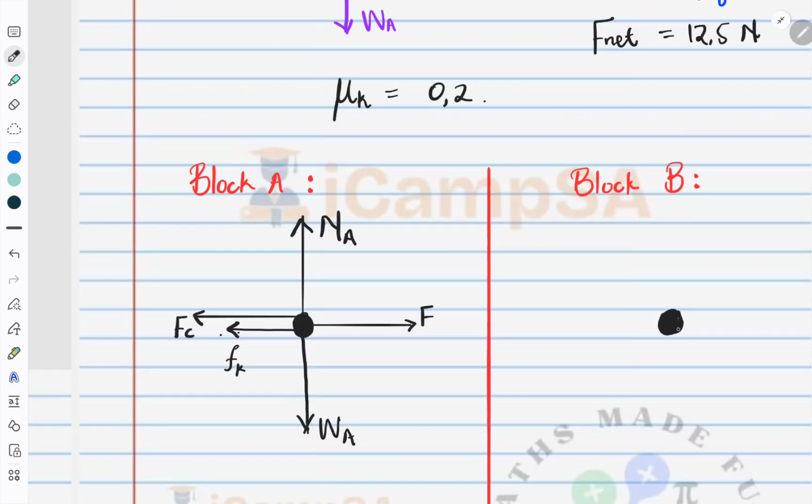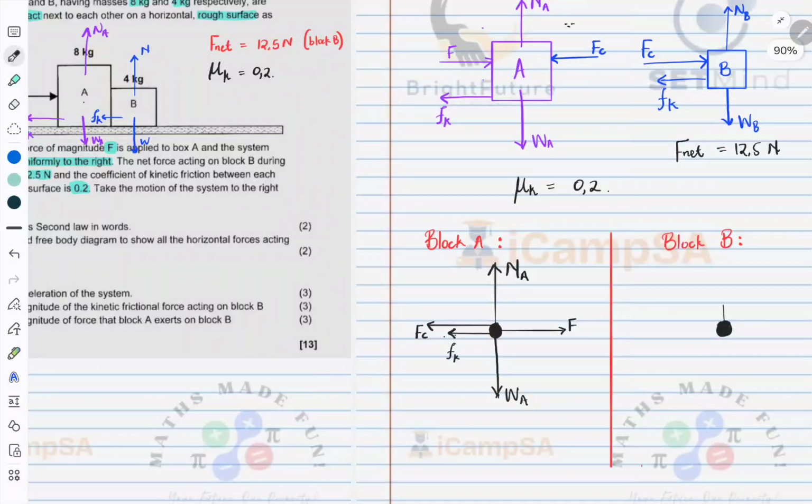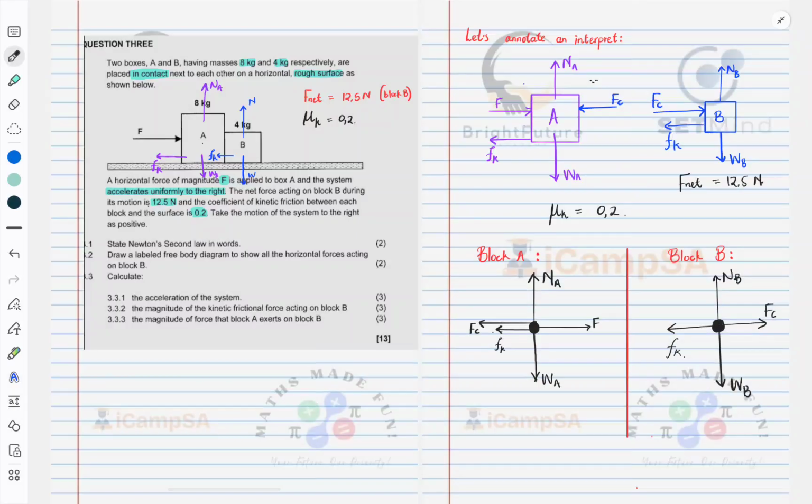So now we do block B. Block B, you would have NB, you would have weight B, you would then have FC going that way, this is the contact force, not the applied force, and then you have FK. Good. So now we have everything that we need to answer any other question that will follow after this one. So let us start with our questions.